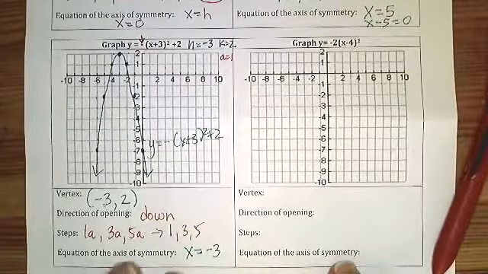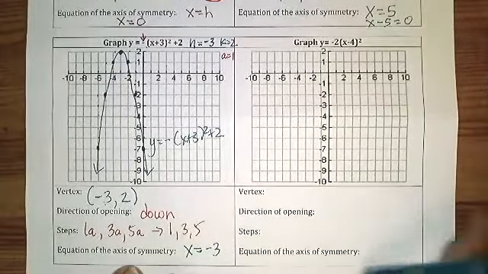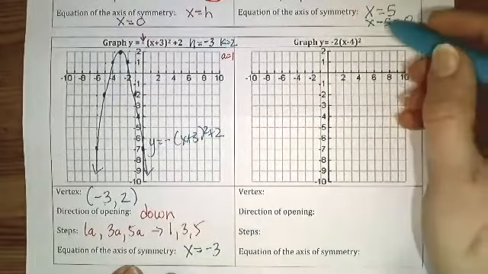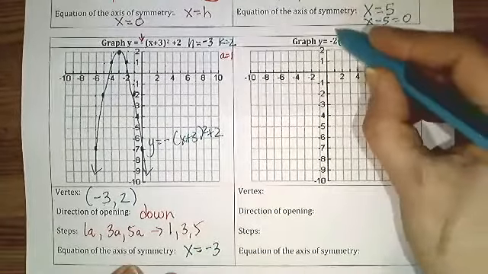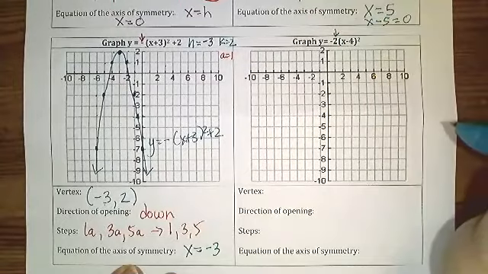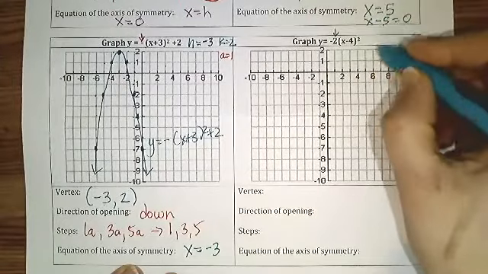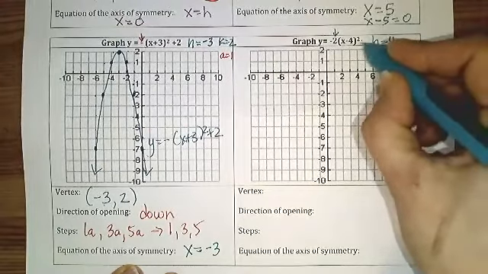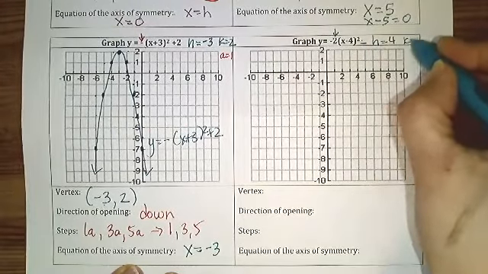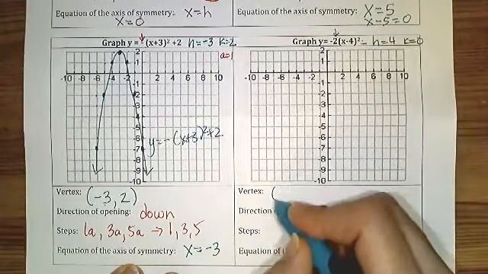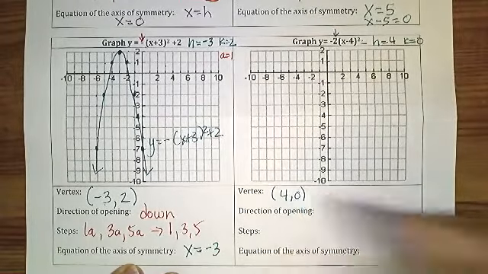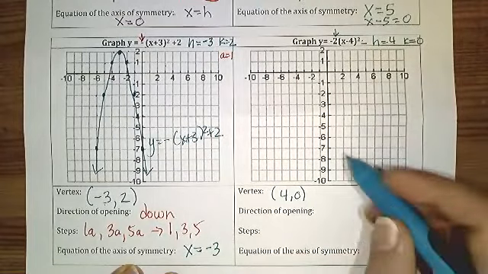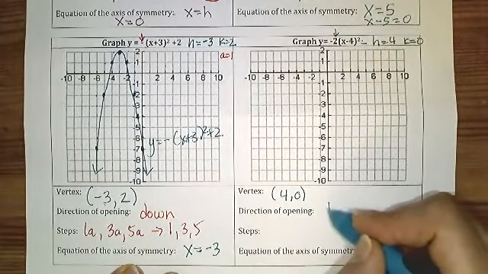Let's try one now that has an a value that is not 1. So what if we have an a value of 2? So here we have an a value of 2. So once again, our h value here is 4. There's nothing added or subtracted here, so we know k is 0. So we have a vertex of 4 and 0. The direction of opening will be down.